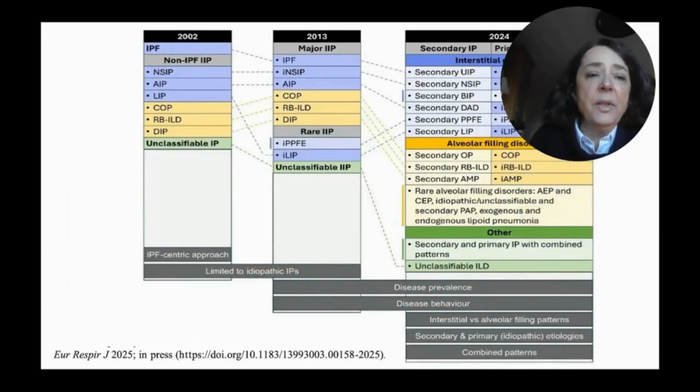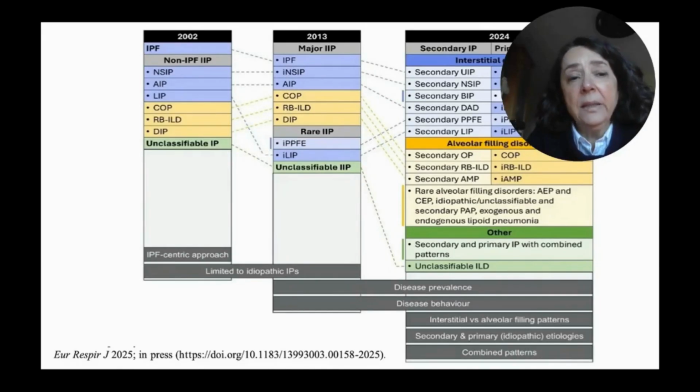So the last classification was published in 2025. This is a graphic that I have taken from the paper. The most important difference is that they have recognized the entities as being secondary, primary, fibrotic, and non-fibrotic. They have subdivided the ILDs into interstitial lung disorders or alveolar filling lung disorders.